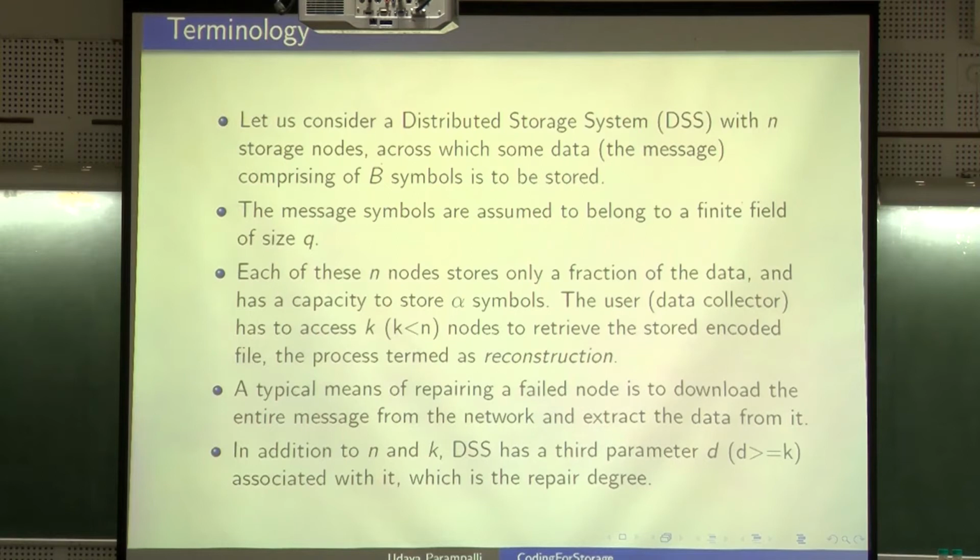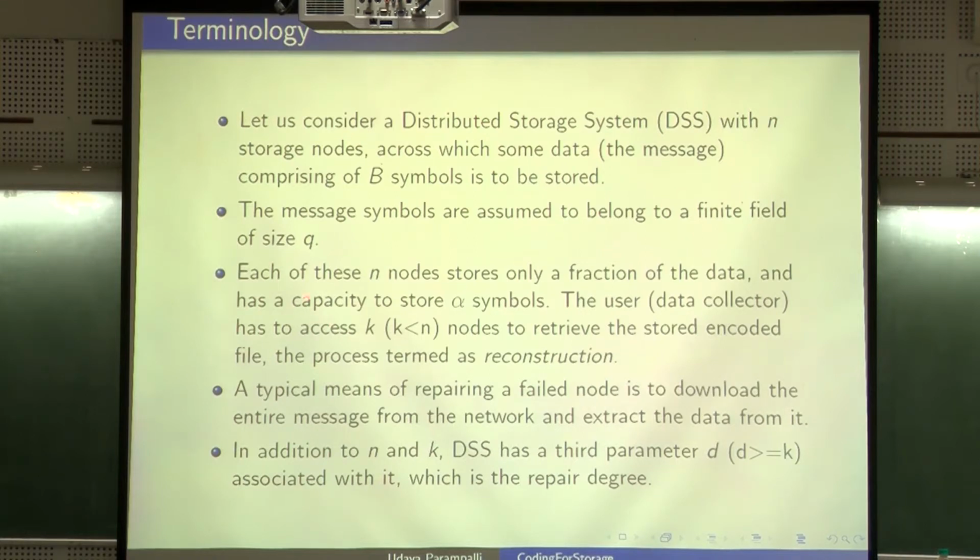So let's look at some terminology here. We have n storage nodes, and there is some data, the message, of capital B symbols, which is the size of the file to be stored. The message symbols are assumed to belong to a finite field Q, and we don't care, it's a big finite field. As mentioned yesterday in the erasure coding talk, if the file size is very big, we could repeat the same code many times, so you can have striping.